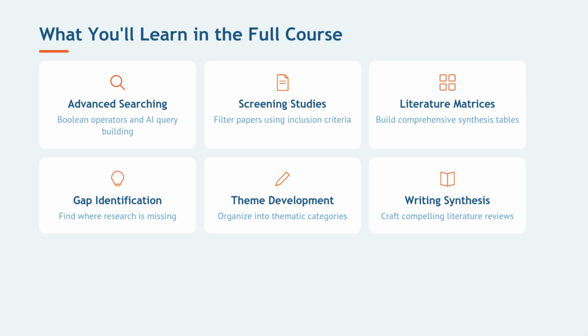In the complete workshop, we demonstrate how to find high-quality literature rapidly, how to screen papers effectively, how to create literature matrices, how to identify research gaps, how to organize themes, how to write critical synthesis, how to use AI ethically throughout the process. You'll also receive templates, prompts, workflow guides, and practical examples.